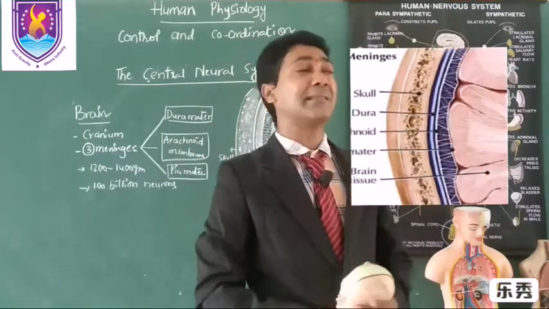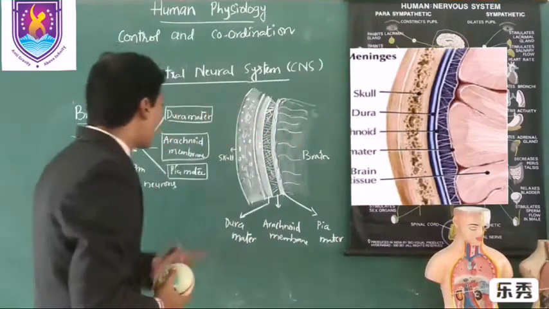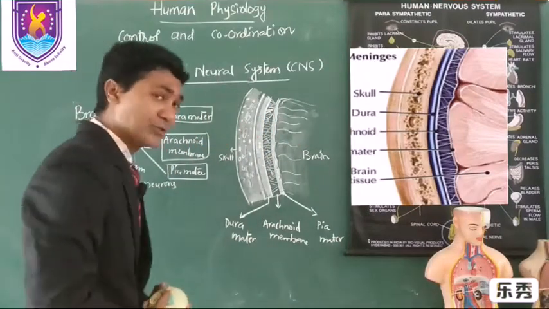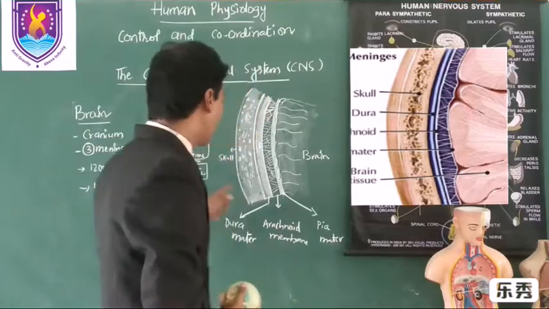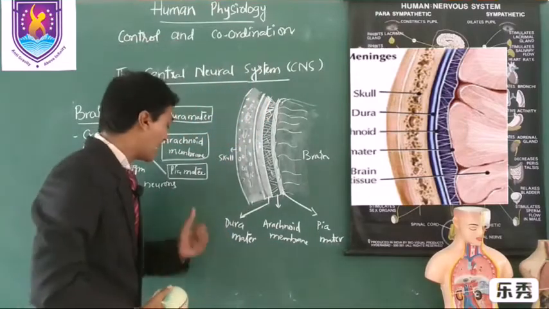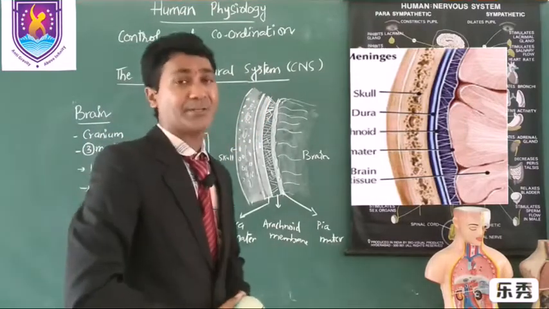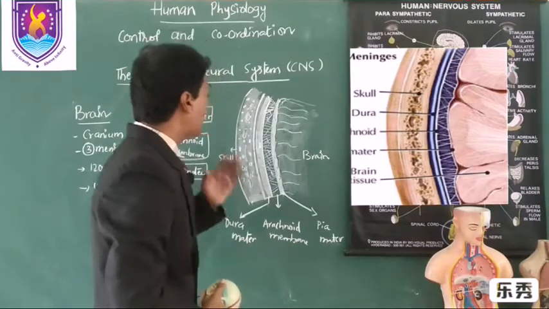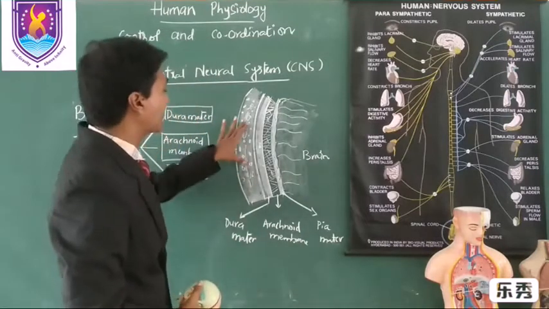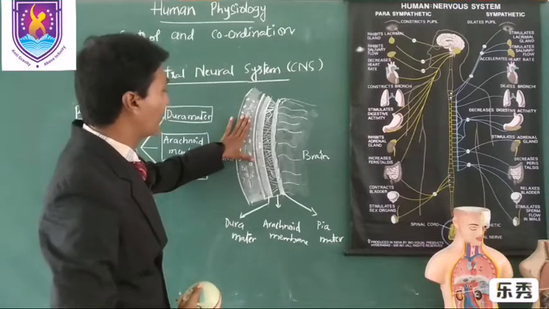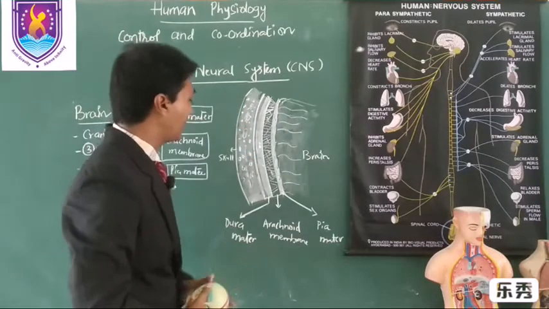My dear students, they have separate names. The outermost membrane of the brain is known as dura mater, the middle membrane is known as the arachnoid membrane, and the innermost membrane is known as pia mater. So have a look at this diagram. The skull is the bone. Immediately next to the skull there is a membrane you are seeing.